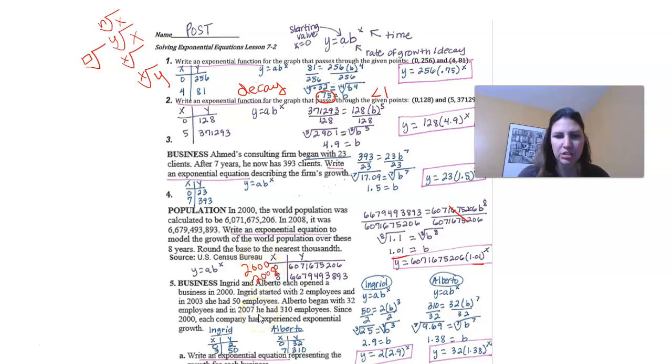Number 5 was a little bit more work, but not necessarily. It just gave you two different people to evaluate. So it gave you Ingrid and it gave you, I think my screen cut off.